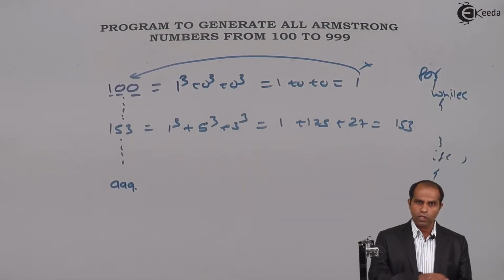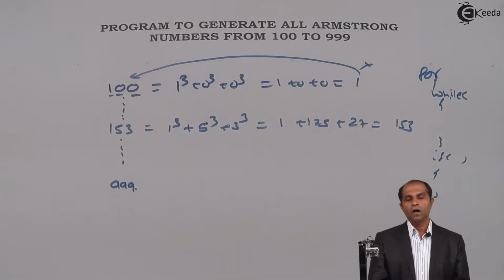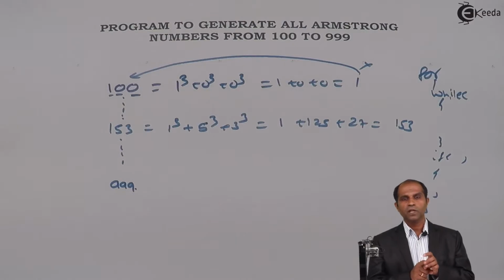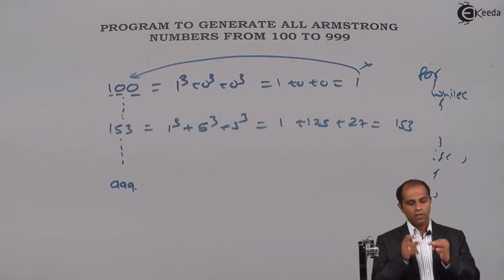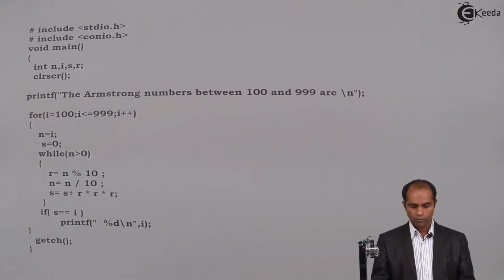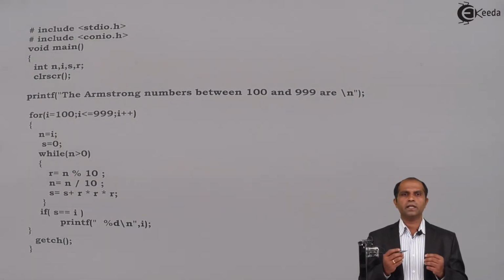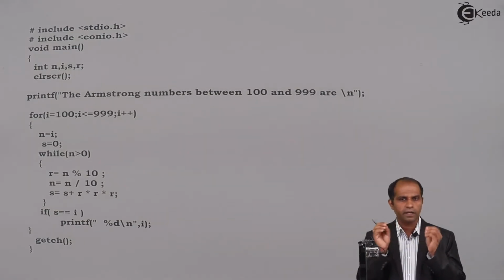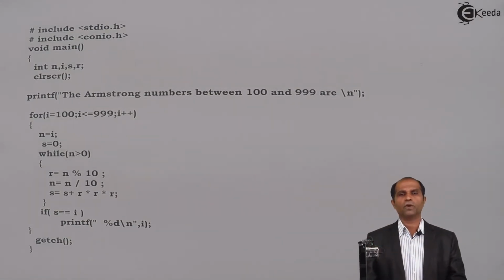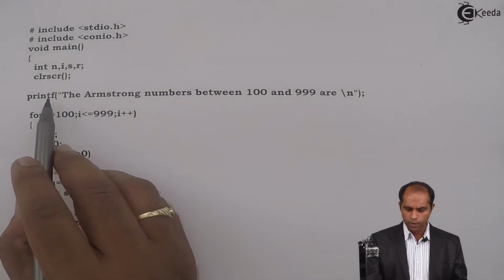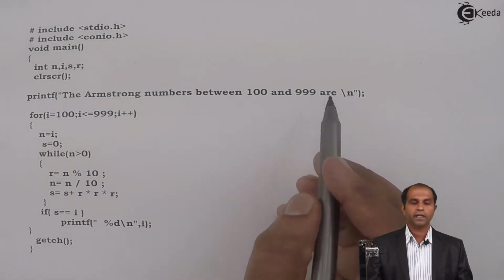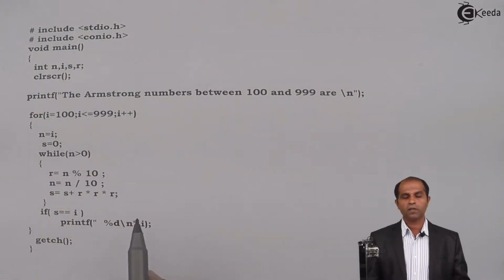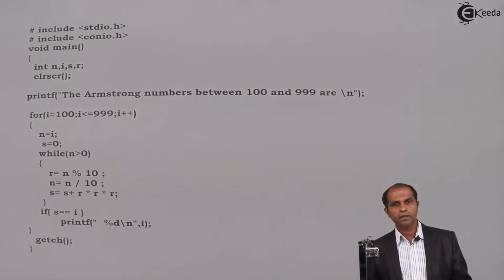This will be a revision of all the control structures we have covered. I'll revise the if else, I'll revise the while, I'll revise the for. So here, for provides the number, while finds the cubes, and if checks whether it is an Armstrong number. Let's look at the program to implement this generation of Armstrong numbers. Since it is stated that I'm supposed to do it from 100 till 999, I'm not supposed to read any input from the user. So I'll directly display the output: printf the Armstrong numbers between 100 and 999 are. And then the loop will go from 100 till 999.